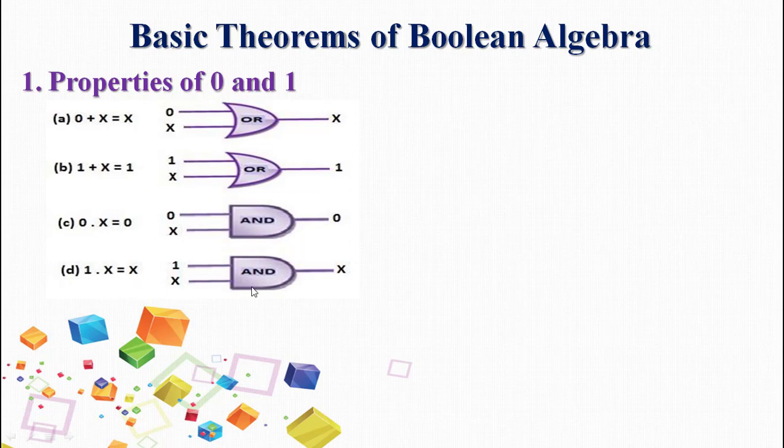So 1 multiplied by x, okay, multiplication is implemented by AND, is nothing but x. So anything multiplied by 1 is that thing itself. So we will say it one by one. Now we have already seen the truth table, how to write the truth table. Here we will be seeing the truth table one by one.